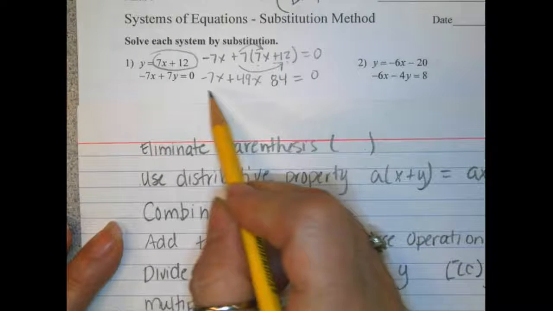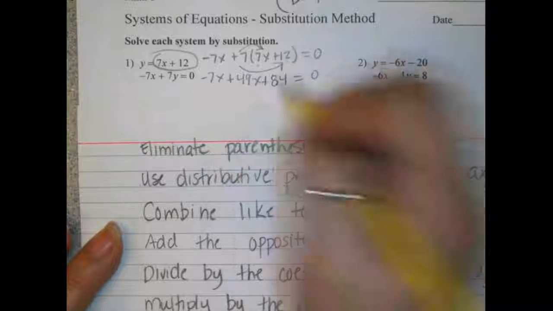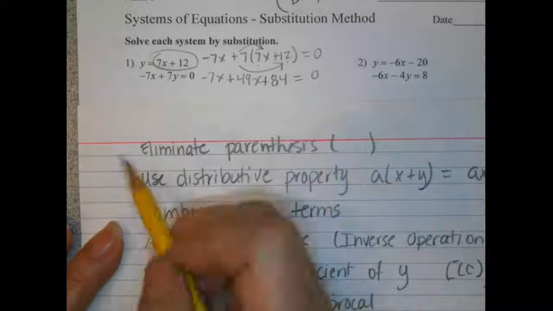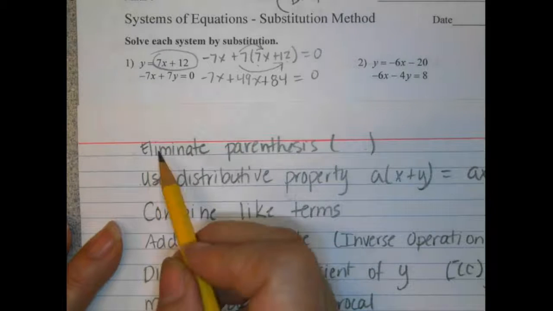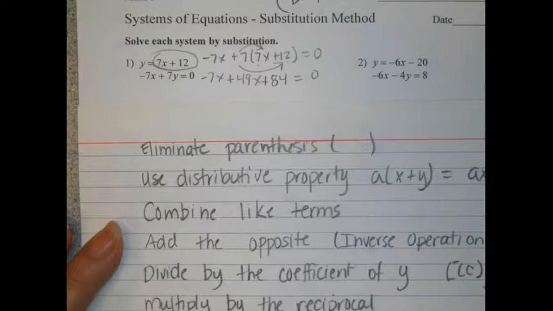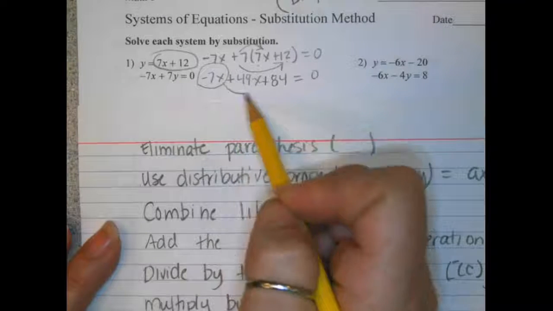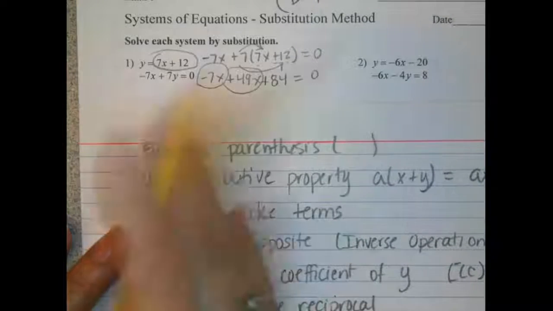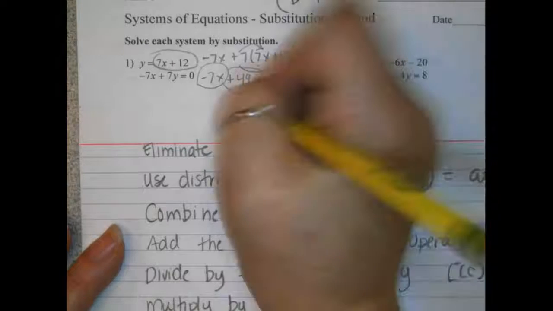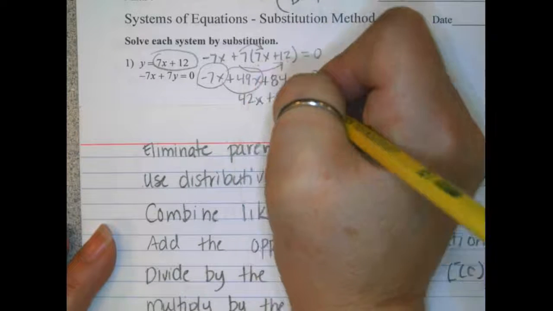So now I have a new equation. My equation is negative 7x plus 49x plus 84 equals 0. Now I'm going to go back to my steps. I did this one, check. I did my distributive property, check. Got rid of my parentheses. Do I have any like terms that I can combine? I can. What can I combine? Negative 7x and positive 49x. So I can combine those two. I'm really saying 49 minus 7, which gives me positive 42x, right? Plus 84 equals 0.